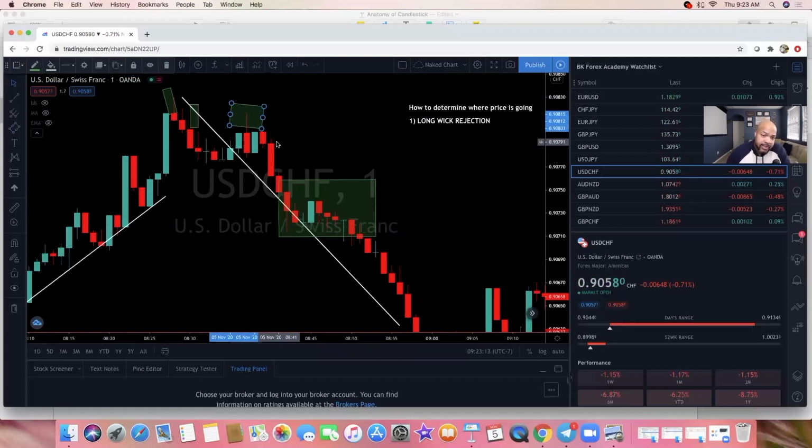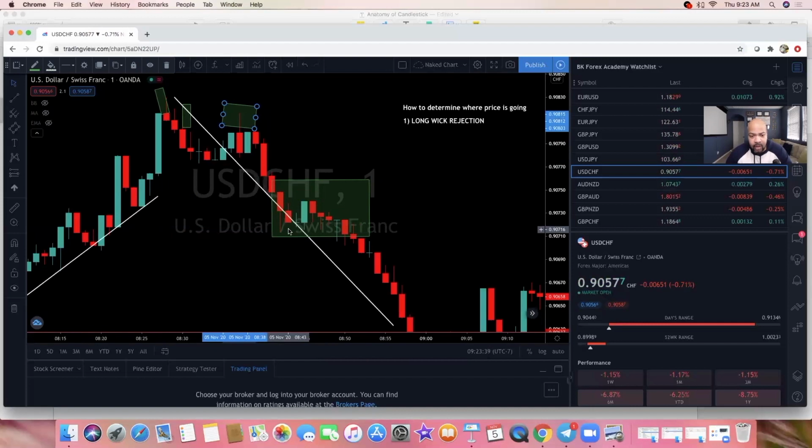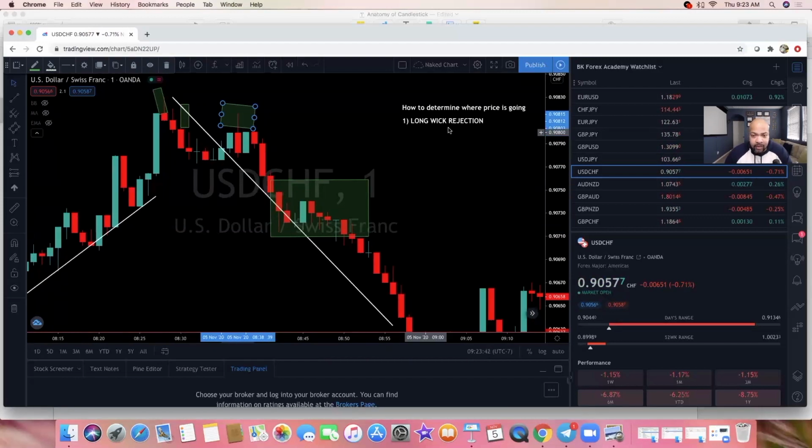Now, how long is it going to reverse? That's another topic. I'm just telling you, for the sake of the anatomy of a candle, that it's important to know long wicks means it's going to go down. I'm not telling you how long, because that's another subject, and we've made many videos on how to determine where to put your stop loss and how to take profit. But for now, we're just talking about candle formation. Okay. All right. So we have long wick rejection.